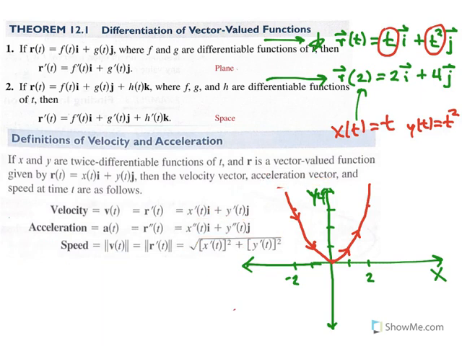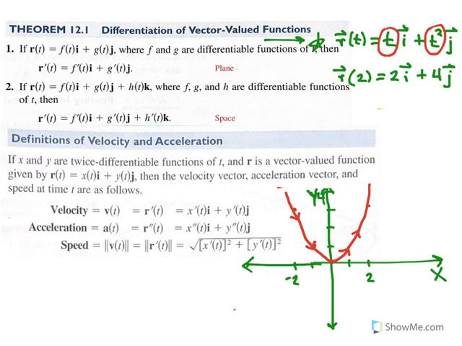So let's go ahead and apply what we just learned to our example of the object moving along the parabolic path given by the position vector function r of t is equal to ti plus t squared j. So the individual component functions are x of t is equal to t and y of t is equal to t squared. And now we're going to go ahead and find the velocity vector.